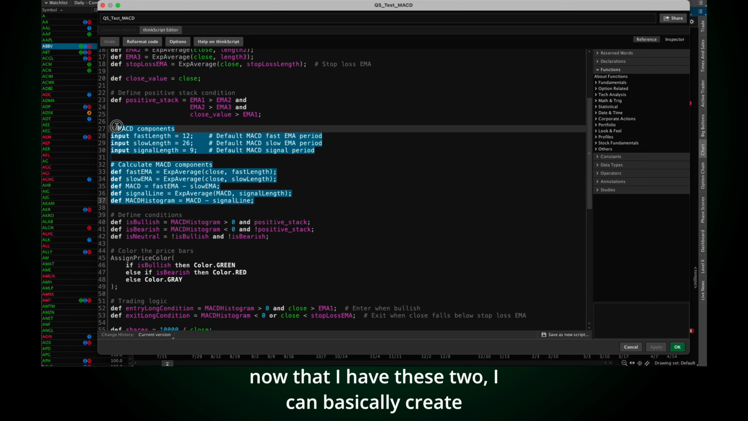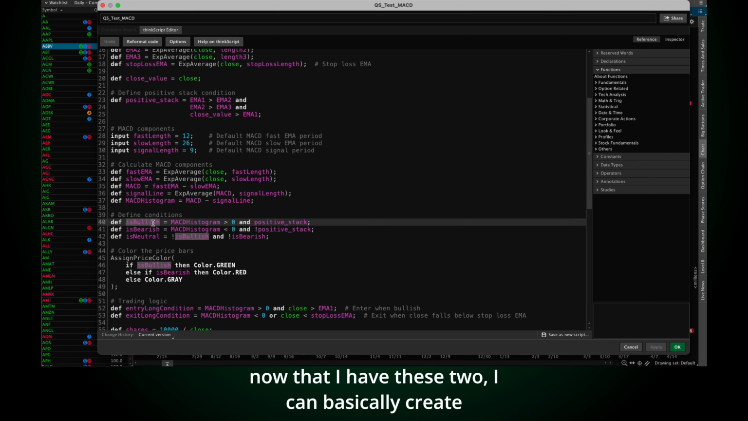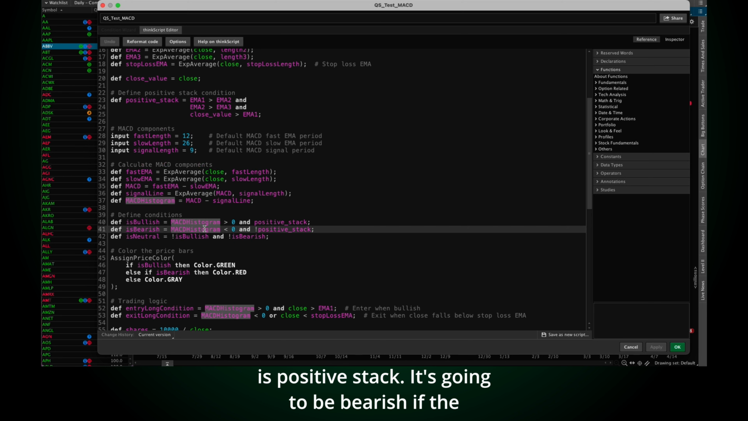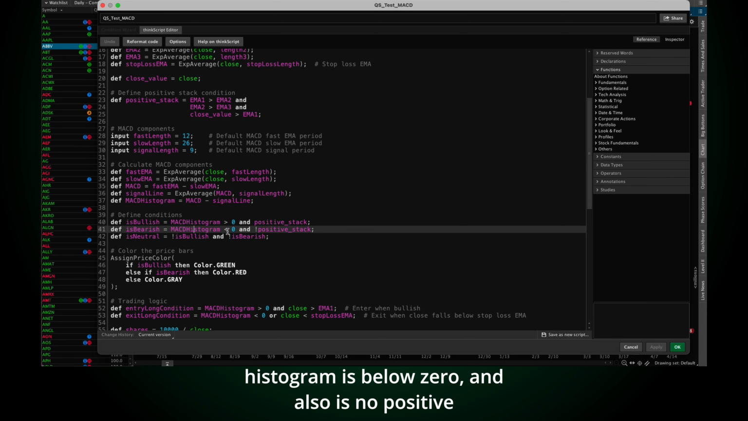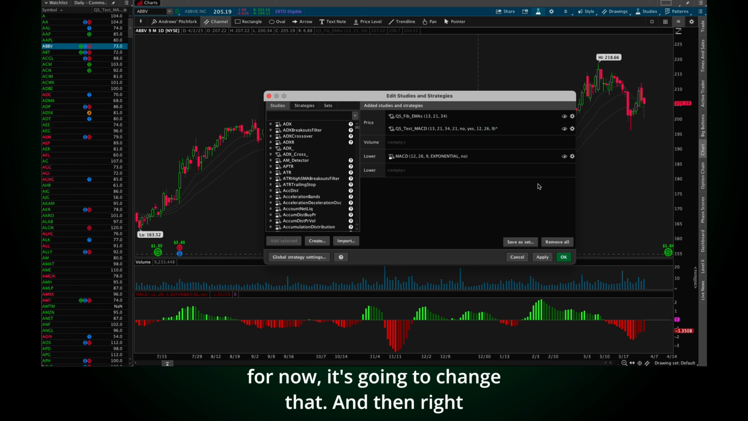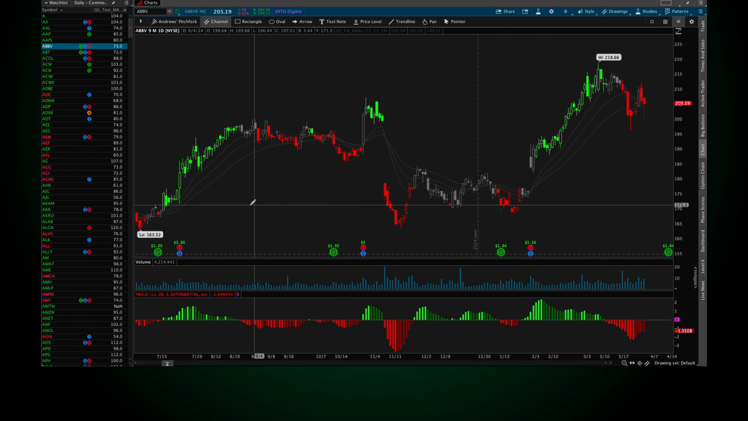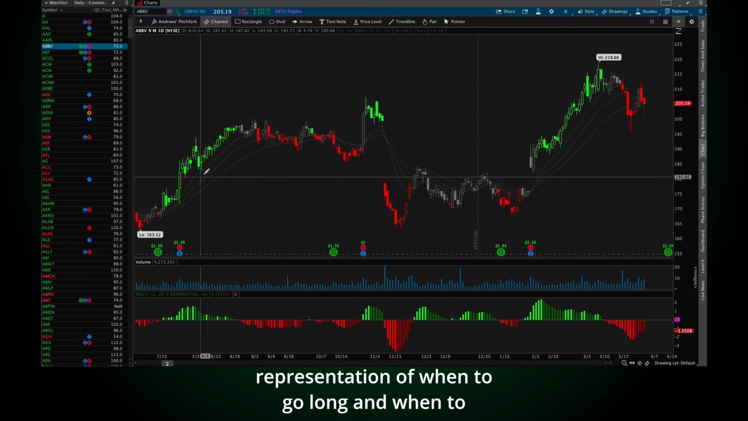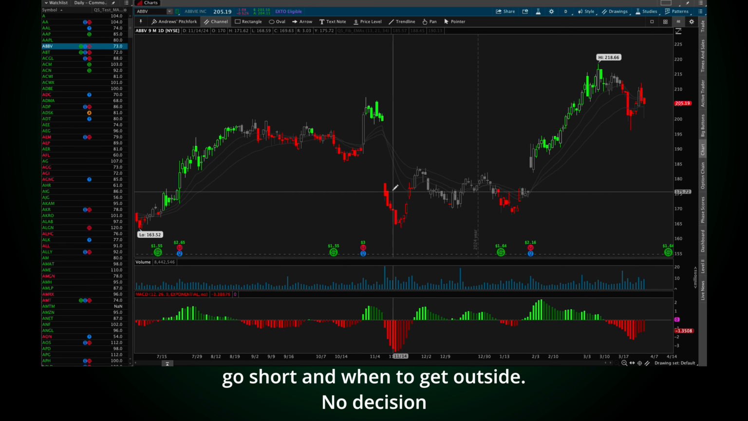So now that I have these two, I can basically create three colors. I'm gonna call it bullish if the histogram is above zero but also is positive stack. It's gonna be bearish if the histogram is below zero and also is not positive stack. And neutral is gonna be the opposite of those two, right? So if I activate this one for now, it's gonna change that. And then right here, just like that, you can have a visual representation of when to go long, when to go short, and when to stay outside.